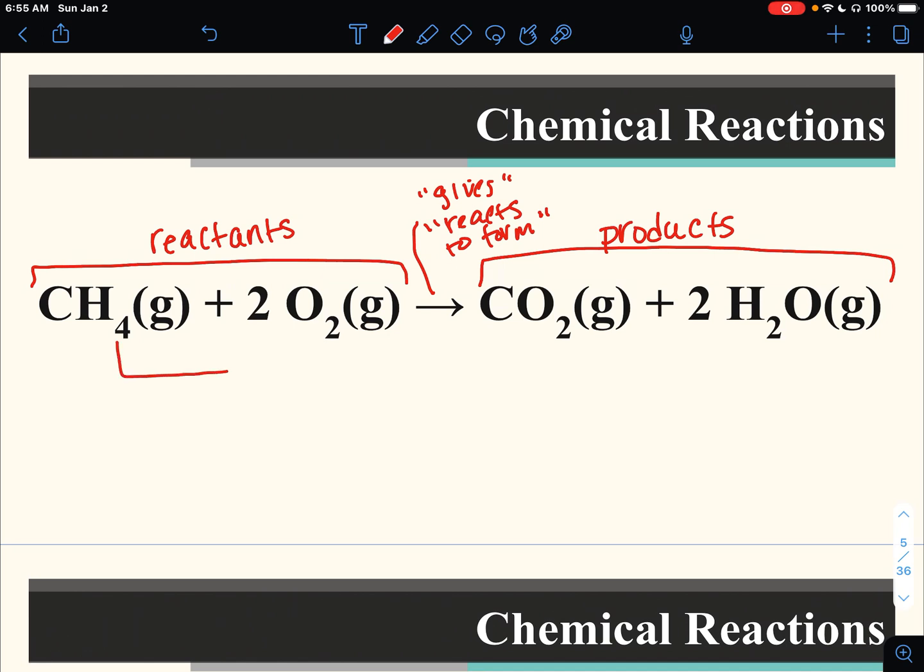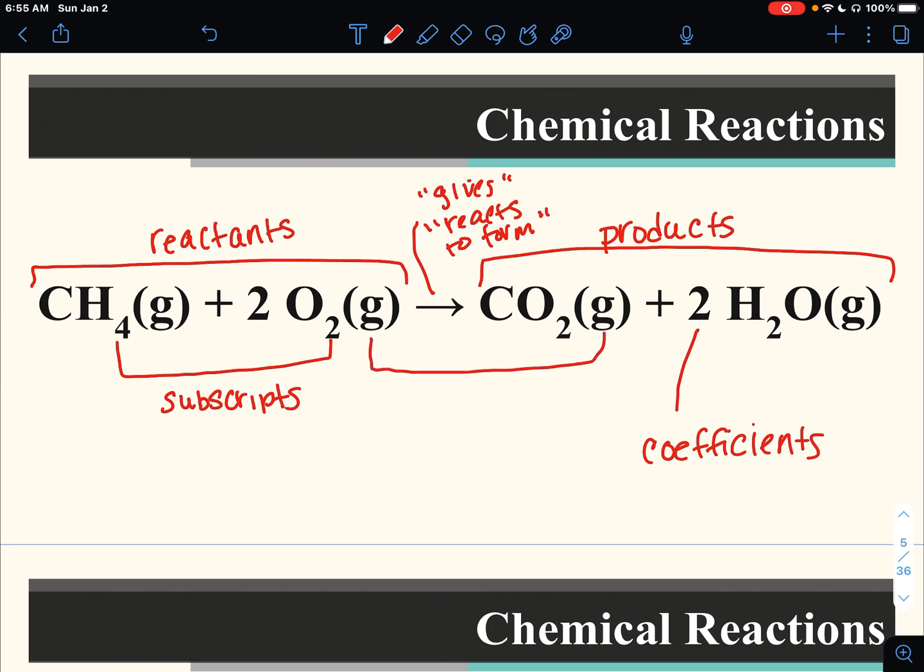These numbers right here are subscripts, and you're familiar with those. We've been using those in our formulas. The bigger numbers, this one, and then also this one, but I won't bother labeling them both, are coefficients. And that's going to be really important when we start balancing later in this video. The other things in the parentheses are states of matter.